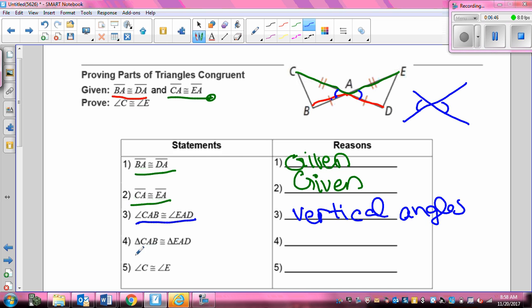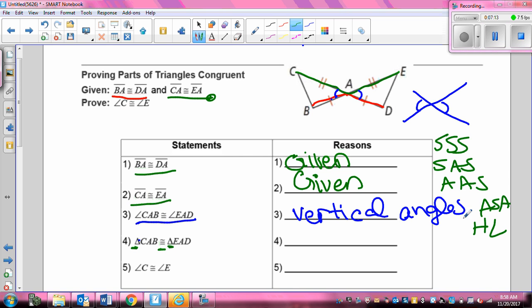And then we're proving that's enough information to prove my triangles are congruent. So whenever we get to this step where we're actually saying this triangle is congruent to this triangle, my reason for this step is always going to be either side-side-side, side-angle-side, or angle-side-angle. Now we have HL. We have 5 postulates. We have 5 different reasons.